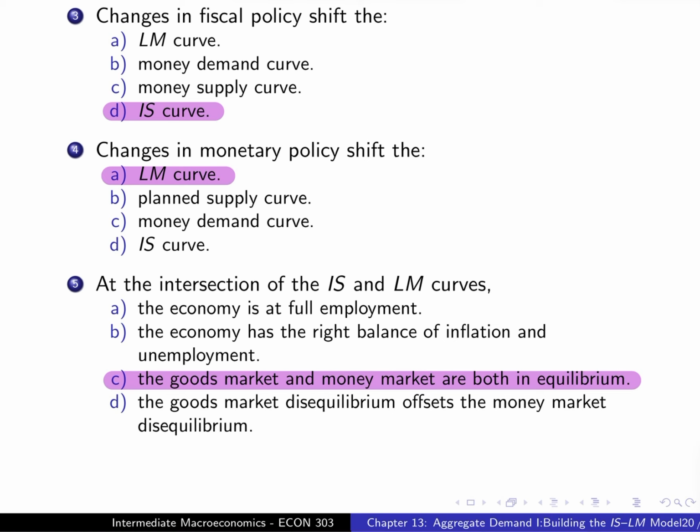In this chapter, we built the IS-LM model to explain how output and interest rates are determined in the short run. We saw how the IS curve reflects equilibrium in the goods market, while the LM curve represents equilibrium in the money market. Together, these curves show how fiscal and monetary policies affect aggregate demand. Understanding this framework is essential for analyzing short-run economic fluctuations and for evaluating the impact of policy decisions on national income and interest rates.